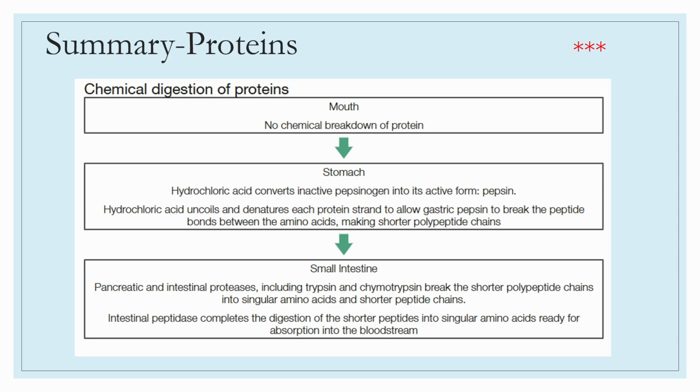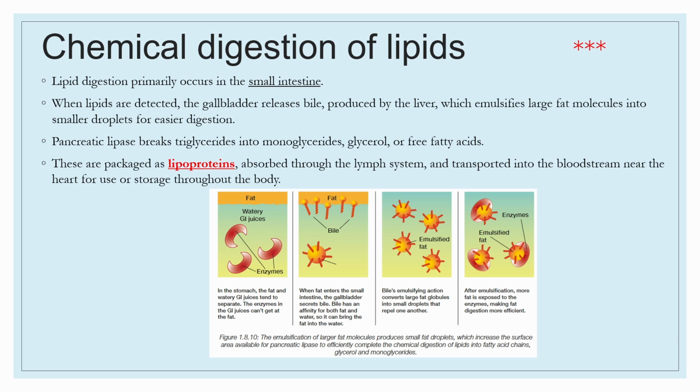And once it enters the small intestine, our pancreatic intestinal proteases, trypsin and chymotrypsin, break down the shorter peptide chains into single amino acids and shorter peptide chains. And these intestinal peptidases complete that digestion into individual amino acids, ready to be absorbed by the bloodstream for their biological functions.